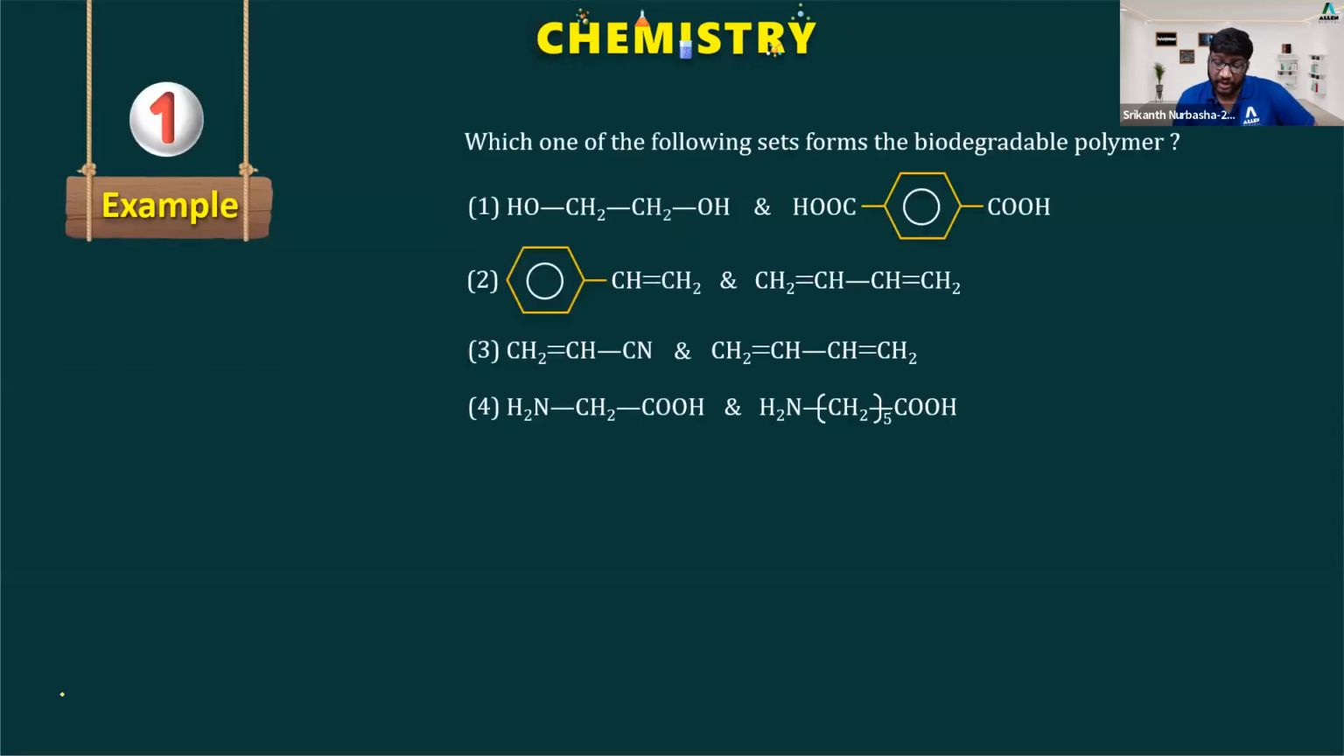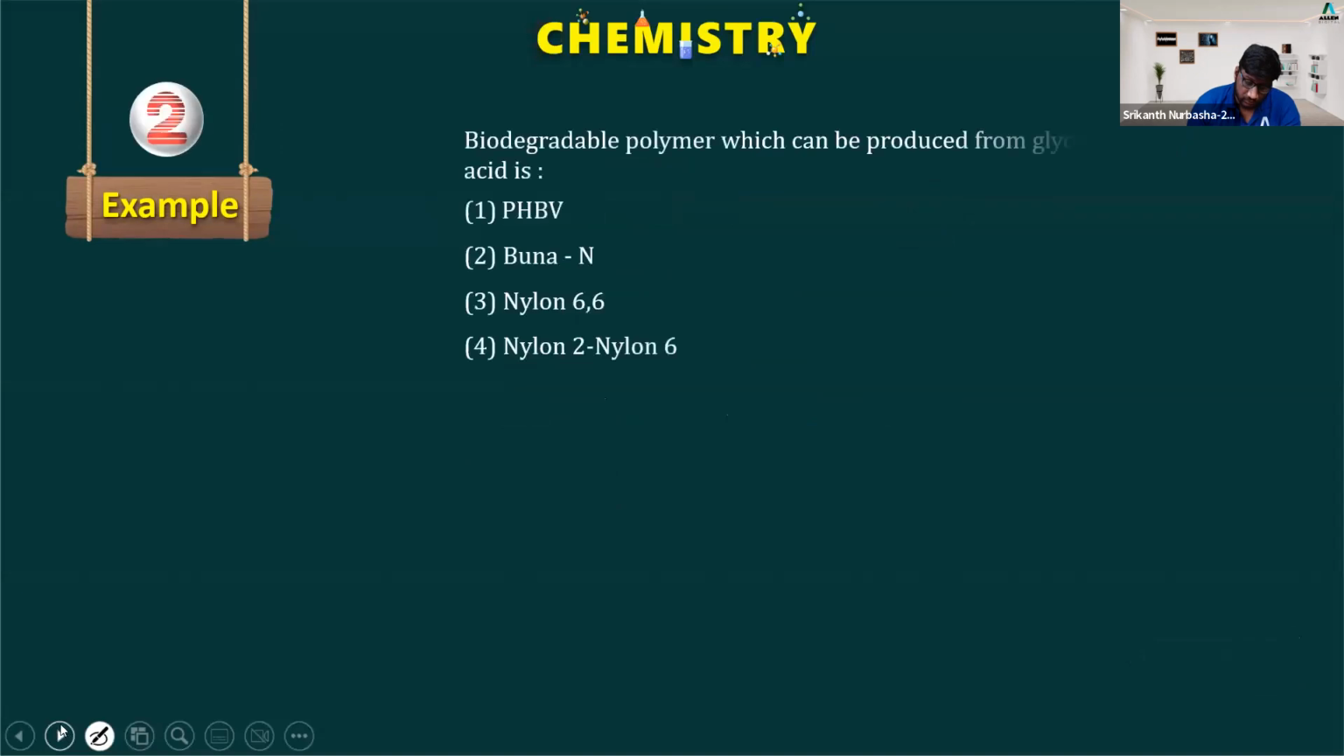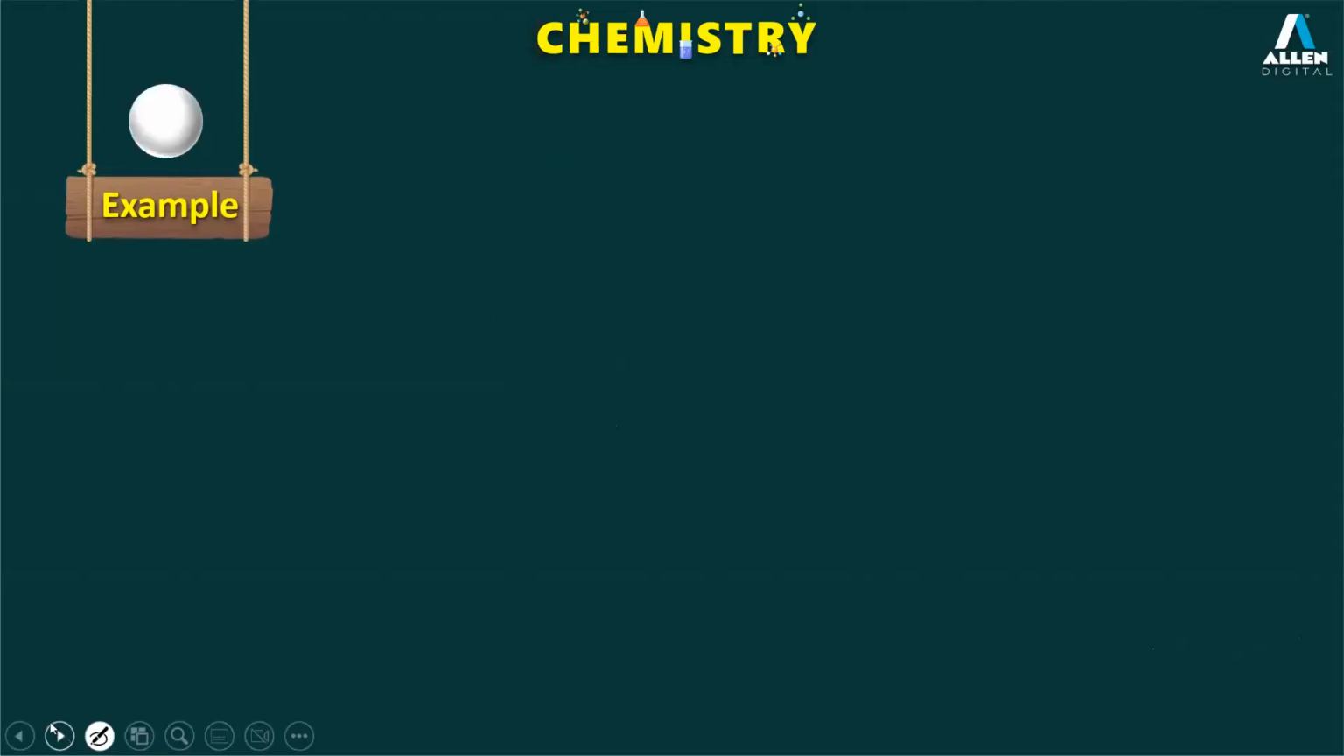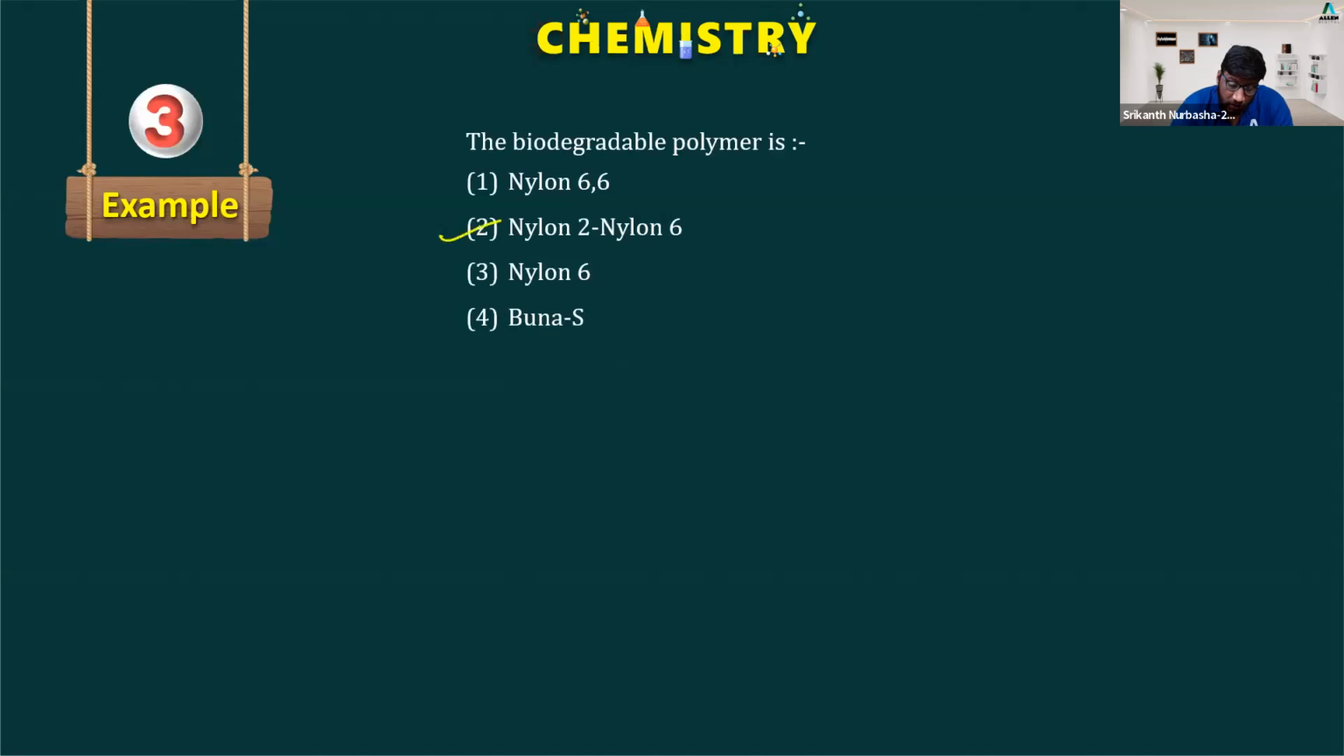Which one of the following sets forms the biodegradable polymer? Biodegradable polymers means two sets we have: PHBV, poly beta hydroxybutyrate co beta hydroxyvalerate, and nylon 2 nylon 6. So nylon 2 nylon 6, if you look at glycine and aminocaproic acid, is nothing but option 4. The biodegradable polymer which can be produced from glycine and aminocaproic acid is nylon 2 nylon 6. Right, very good.